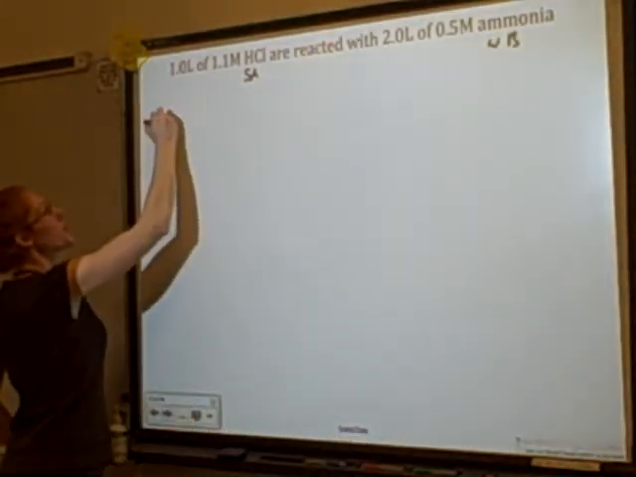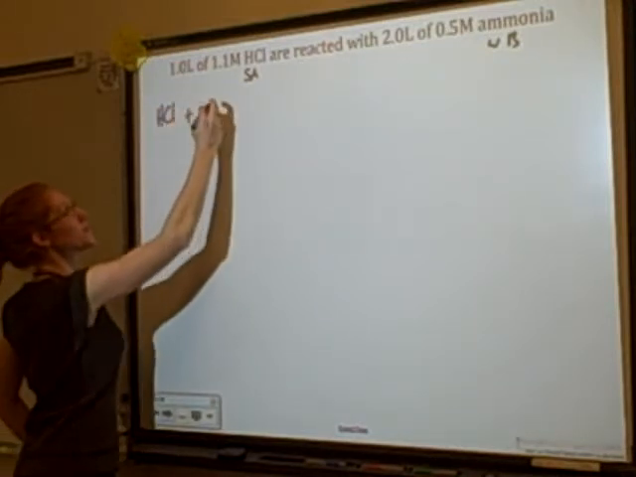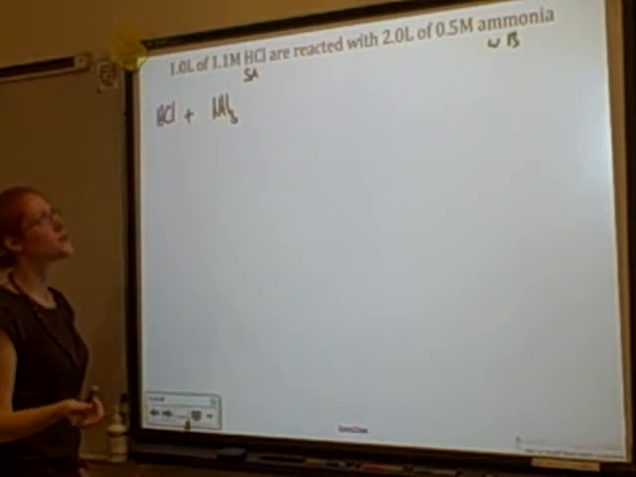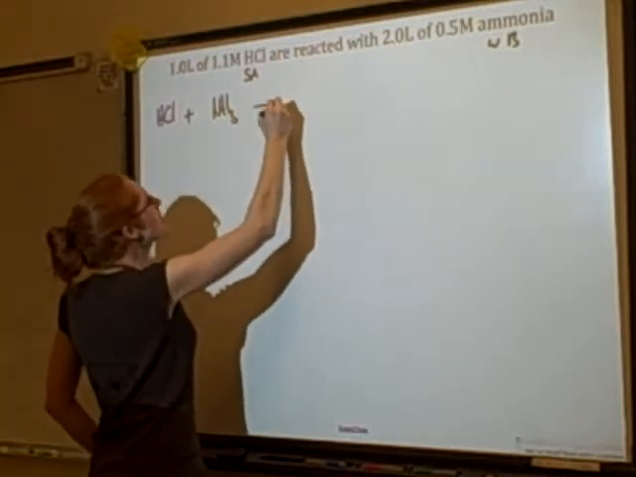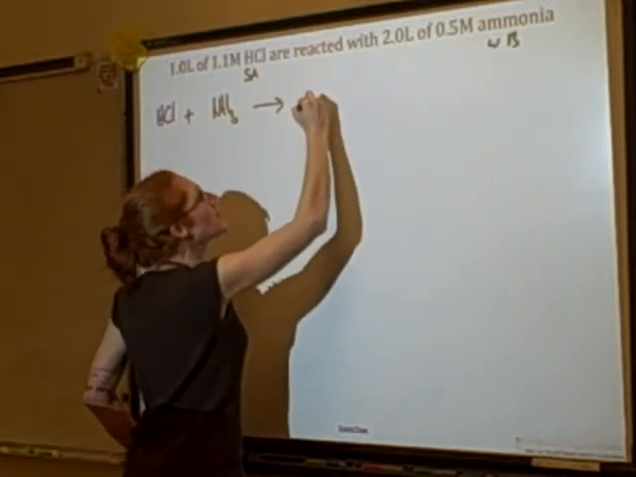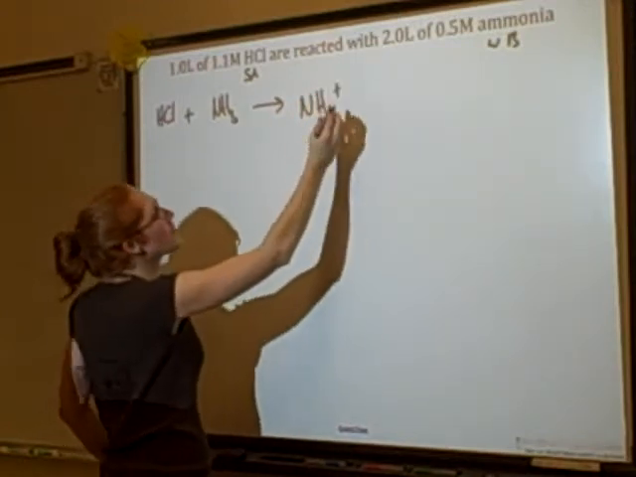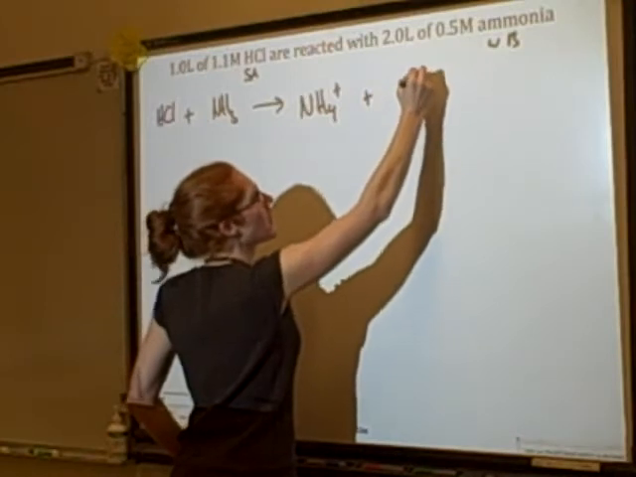I'm going to start by writing my equation: hydrochloric acid plus ammonia. Ammonia is NH3. Acids give up an H. So I'm going to give the H to the ammonia and make ammonium ion. That's going to be the conjugate of the ammonia. And I'm leaving some chloride.